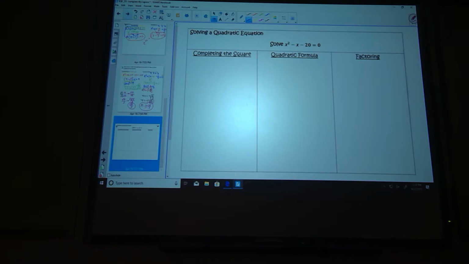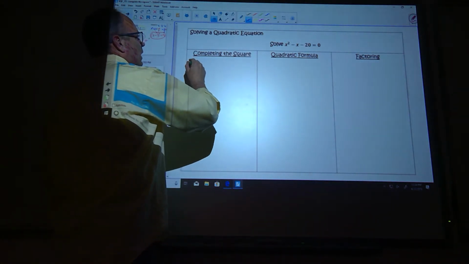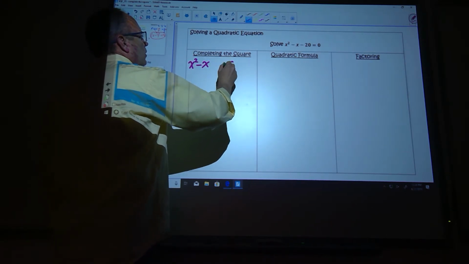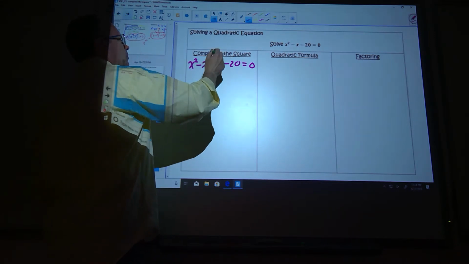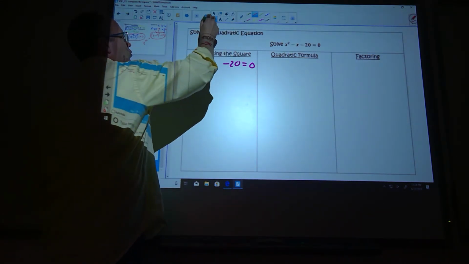Okay, quadratic equation. So we're just mainly doing this so you can see how it's going to work in all the ways. Let's see if I can make this work. I'm going to do x squared minus x minus 20 equals 0.